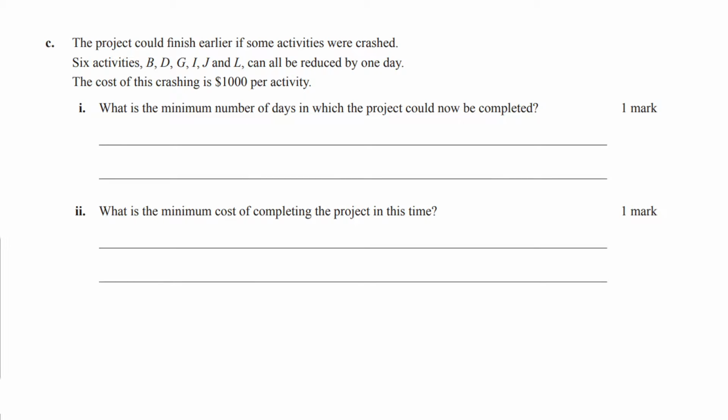Let's now answer this part right here. So part C, it says the project could finish earlier if some of the activities were crashed. 6 activities, B, D, G, I, J, and L, can all be reduced by 1 day. The cost of crashing is $1,000 per activity. What is the minimum number of days in which the project could now be completed?